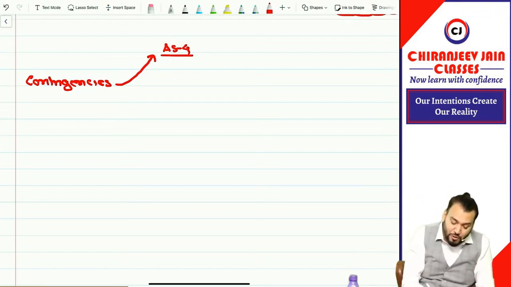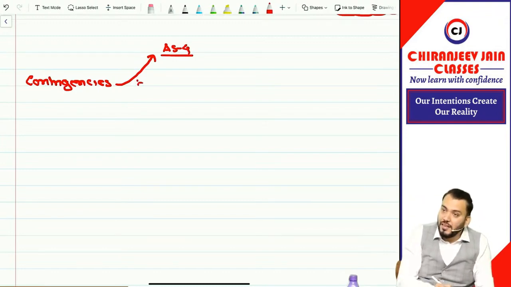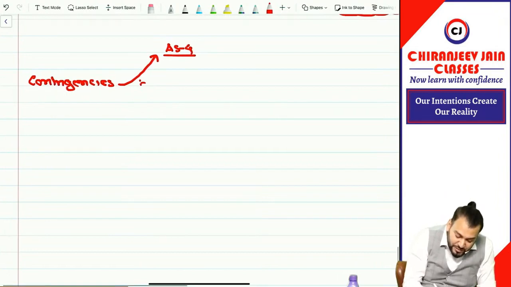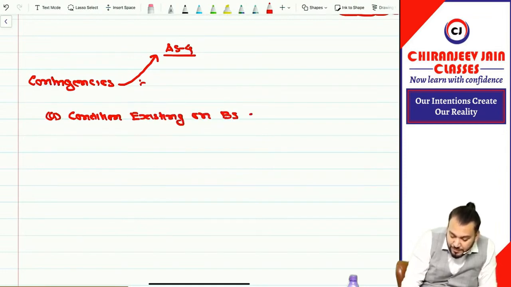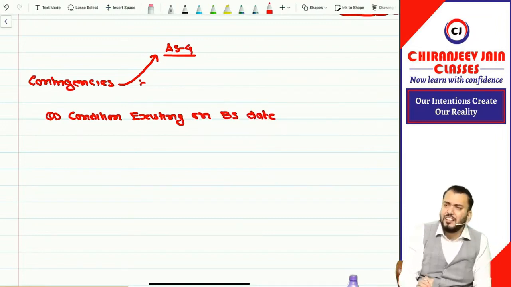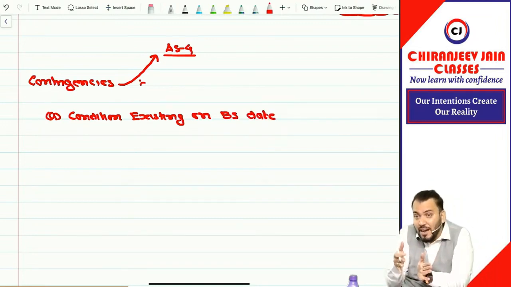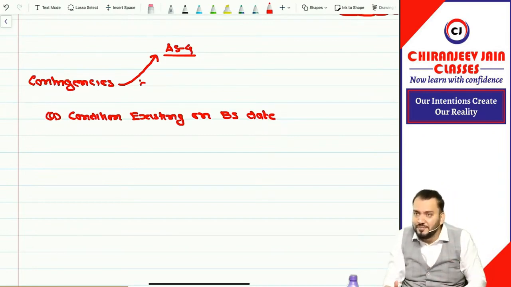So what is the meaning of contingencies? Contingency means any condition existing on the balance sheet date. Any condition existing on which date? Balance sheet date. Understood this point? Means any condition which is already existing on the balance sheet date. In India, balance sheet date means what? 31st March. Correct.